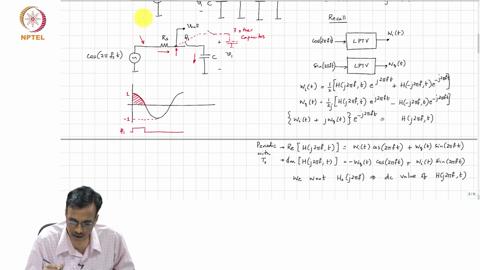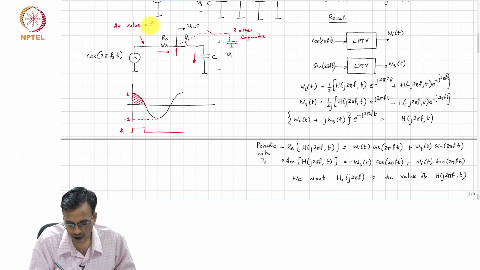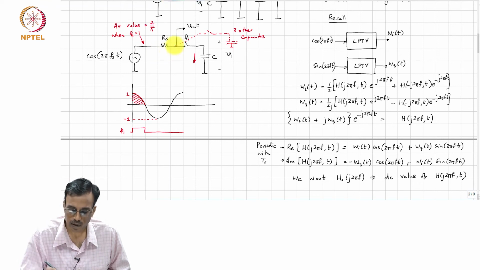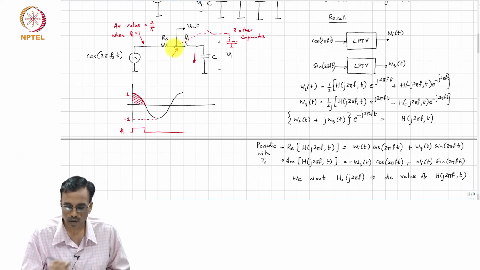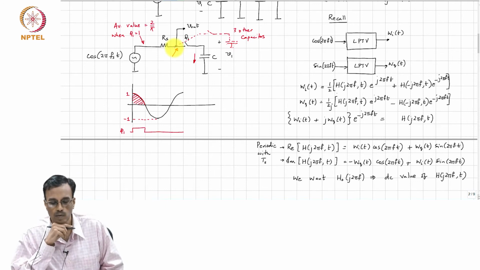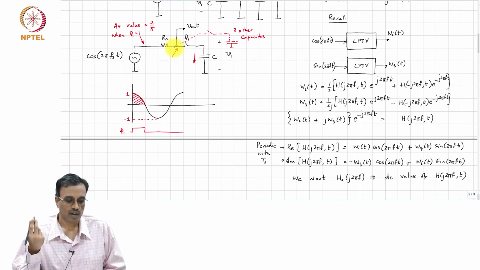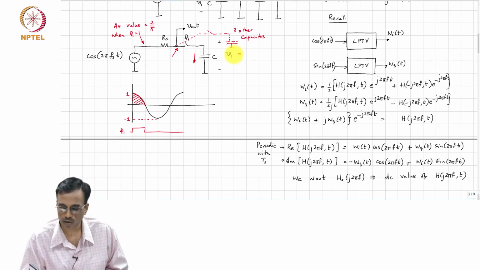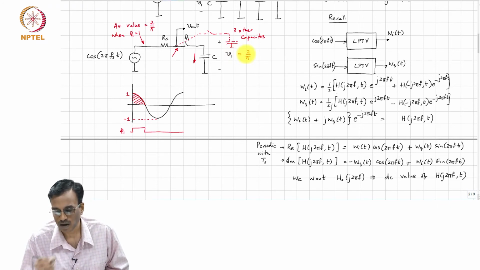So, that is basically the average value, which is 2 by pi when phi 1 is 1. Correct, and therefore, what comment can we make about the average value on the right side of the resistor? It must be 2 by pi. So, basically V1 therefore must be equal to 2 by pi, correct.